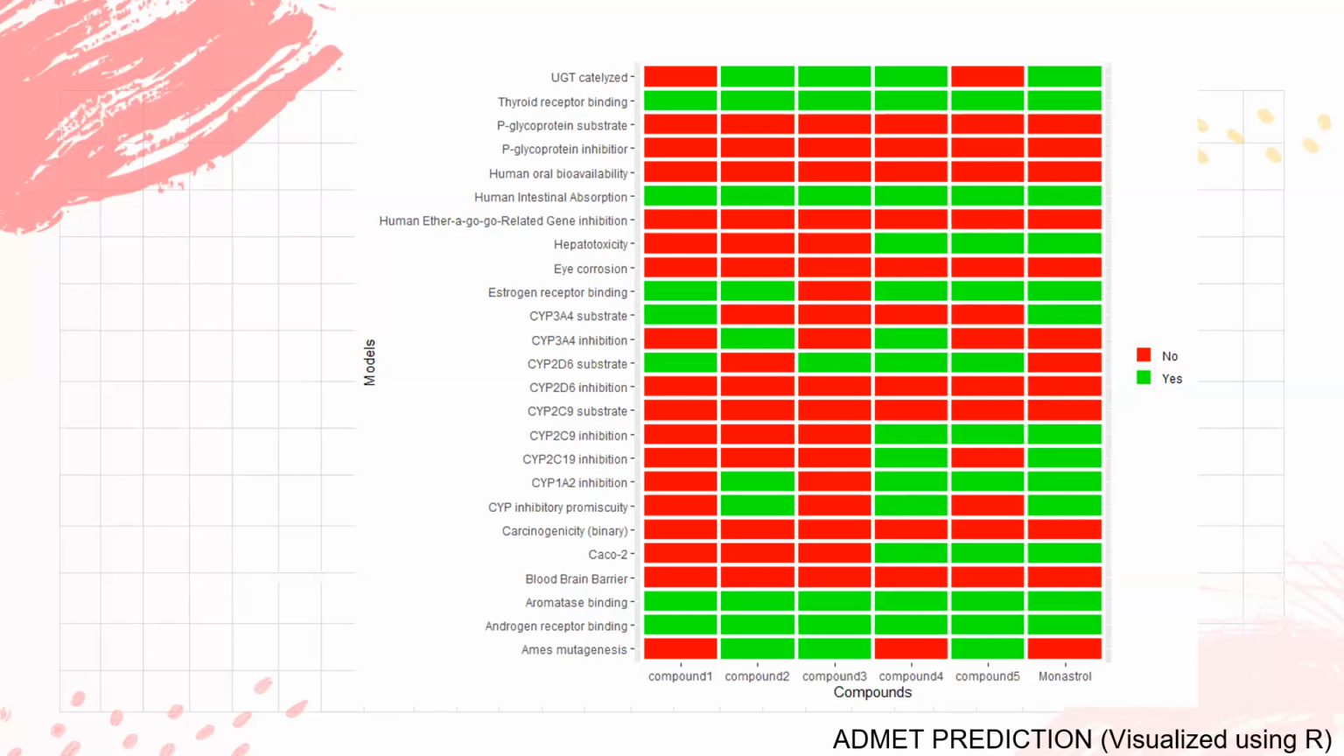Blood-brain barrier. When it is red, that means no. That means none of these compounds can cross the blood-brain barrier. That means they can't be used as a drug for any disease related to the central nervous system.